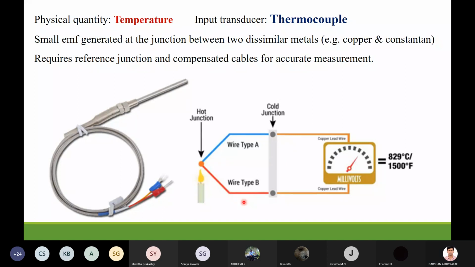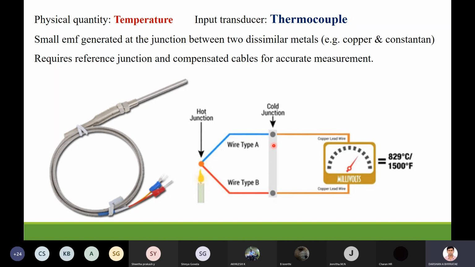Here I am also going to use two types of metal: copper and constantan. As I told you, whenever temperature is applied to the hot junction, it generates a voltage in terms of millivolts based on the temperature value. That millivolt value I am going to add to my reference voltage.